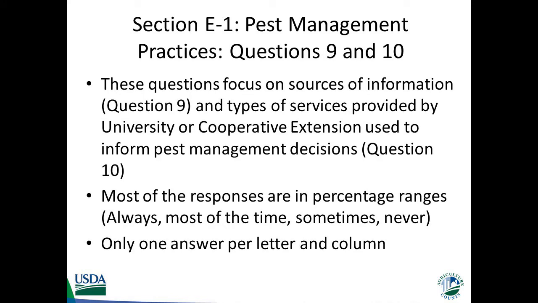Questions 9 and 10 ask how often certain sources of information are used to inform pest management decisions made by the operator for both general sources and from university or cooperative extension services. Most of the responses are going to be ranges with respect to percentages. Always, most of the time, sometimes, or never. Please record the operator's best selection on this. Only one choice may be selected. You can't say 2 or 3 in those columns.